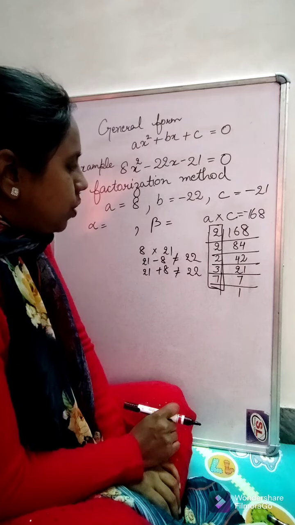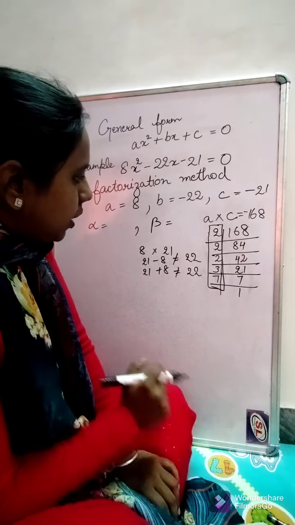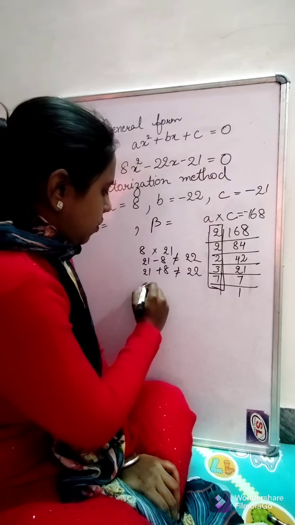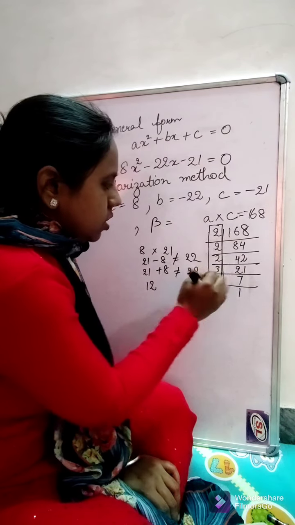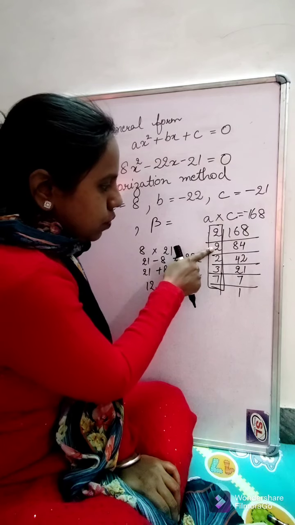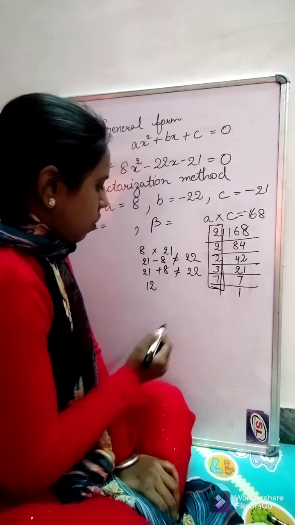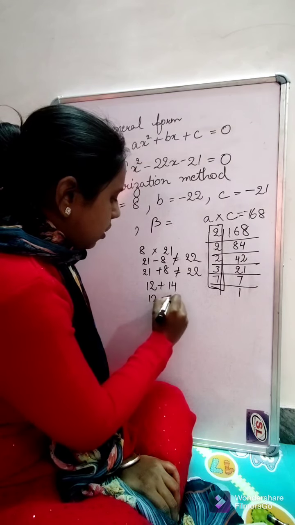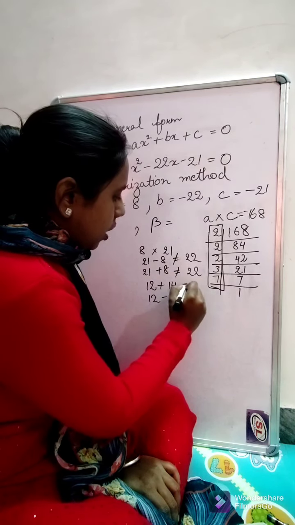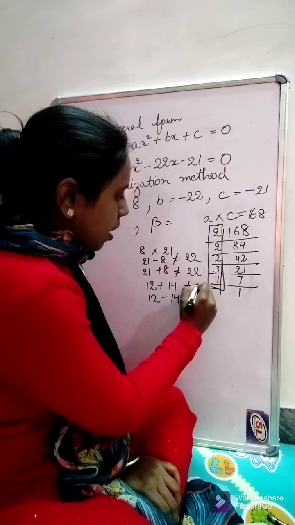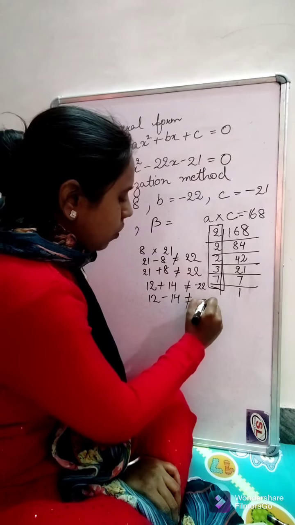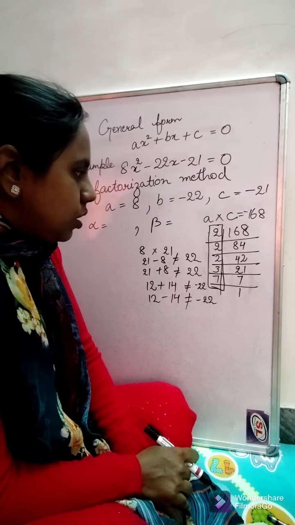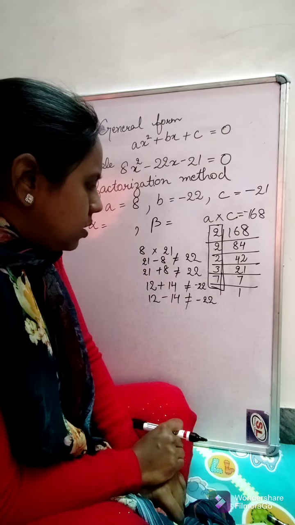So what can we do here? We will think of something else. Let us think 3, 6, 12 and 7, 14. I have taken these numbers, and if I add or subtract, I am again not getting minus 22. How can I get minus 22? Let us think of something else.